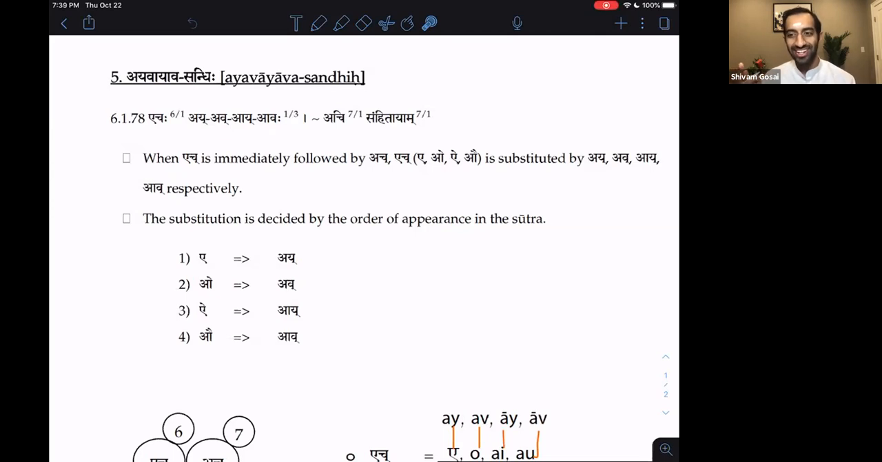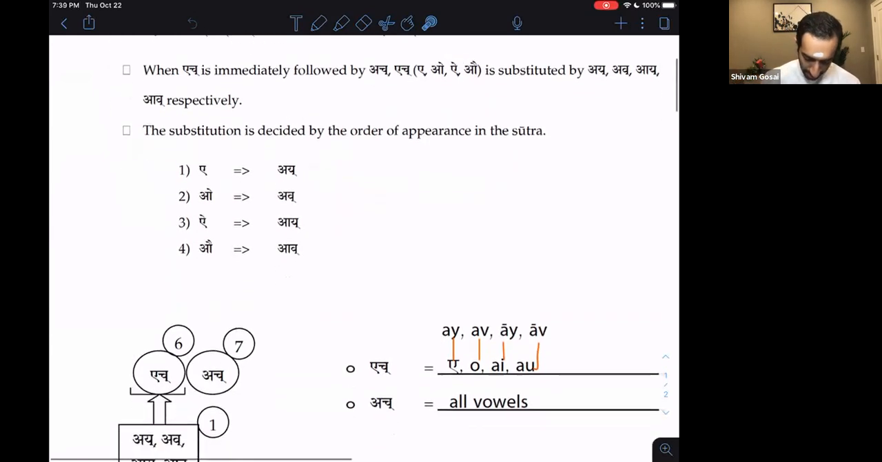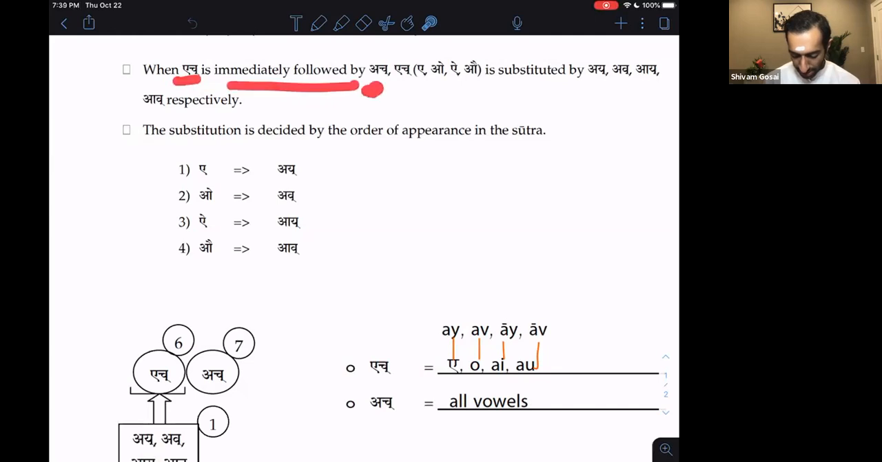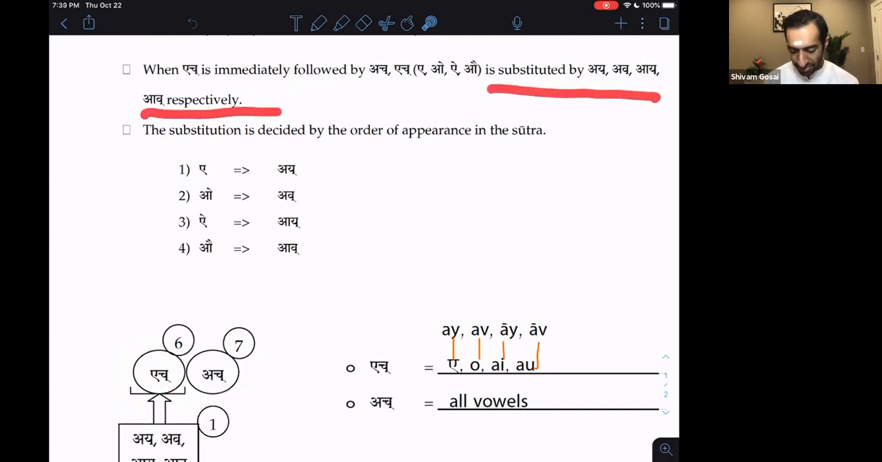Adi means etc. So etc. Sandhi, just a shorter way, but it's better if we say Ayavāyāva, just so that we actually remember what is in that Adi, in that etc. Right? Okay. All right, so let's look at this. So when ec is immediately followed by ach, then that ec is substituted by ay, av, āy, āv, respectively.